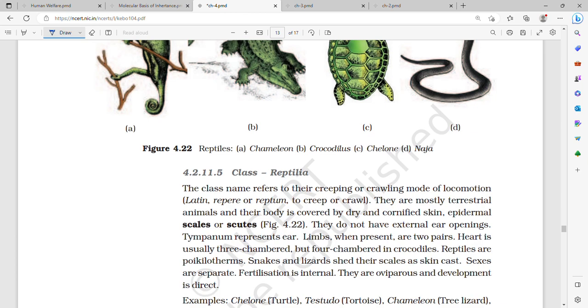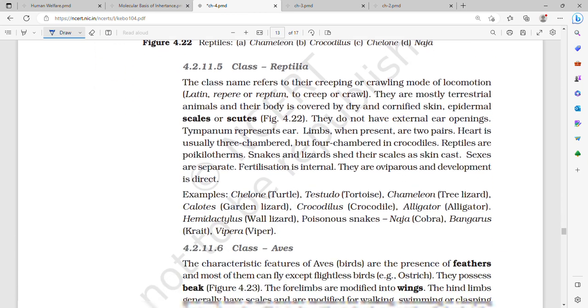Chameleon, crocodile, Chelone. Reptilia. Testudo is tortoise. Chelone is turtle. Reptilia. The name refers to their creeping and crawling mode of locomotion. Repere or reptum means to creep or crawl. They are mostly terrestrial animals.